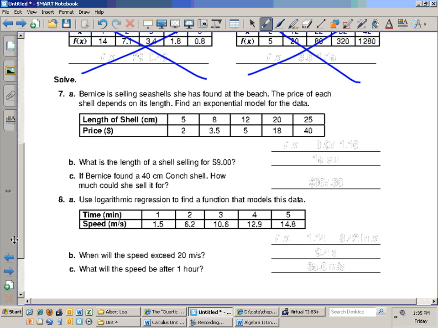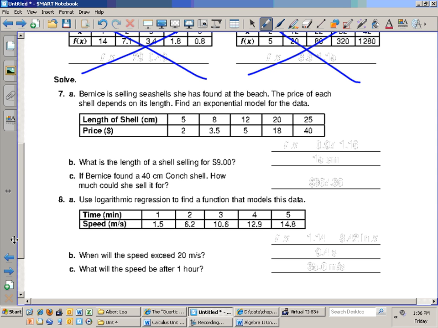It says Bernice is selling seashells. It could be, I guess, Sally sells seashells by the seashore. Bernice is selling seashells. She is found at the beach. The price of each shell depends on its length. Find an exponential model for the data.